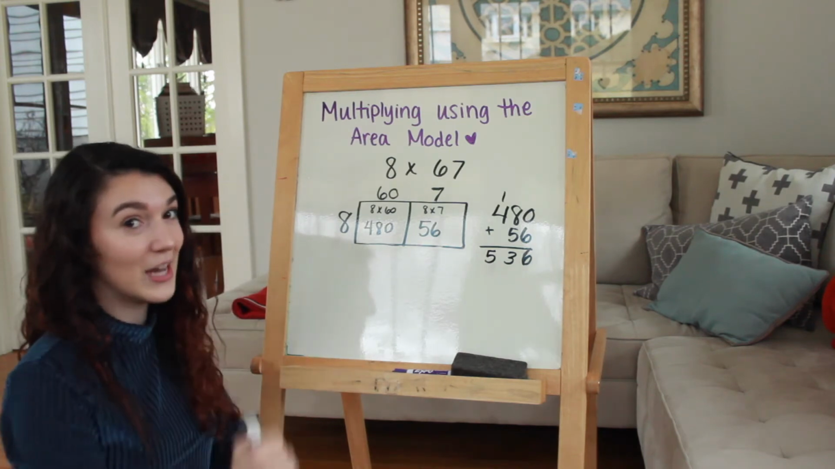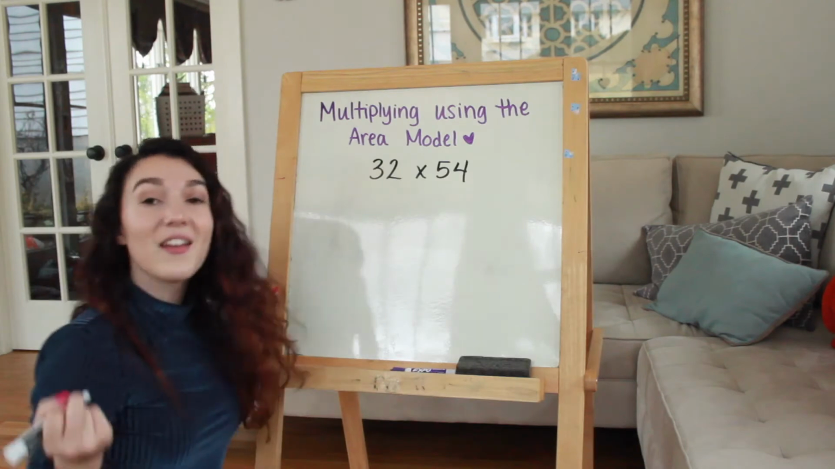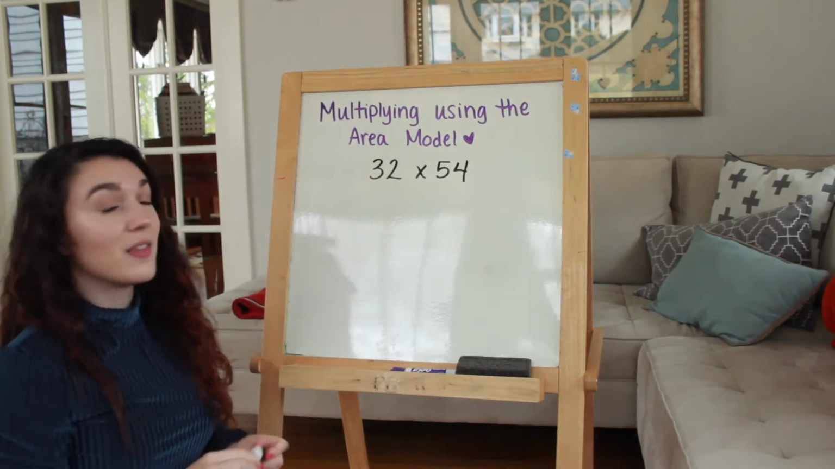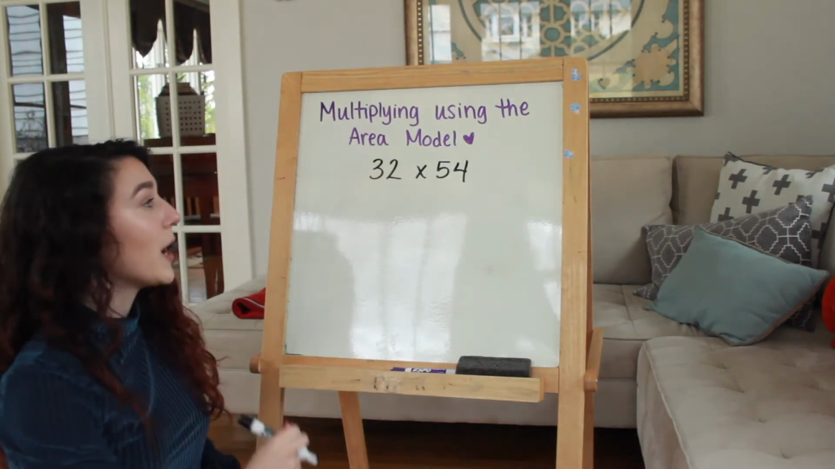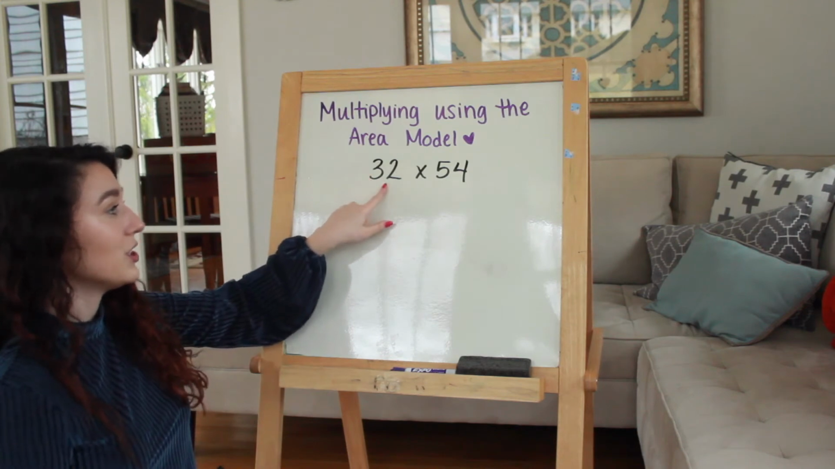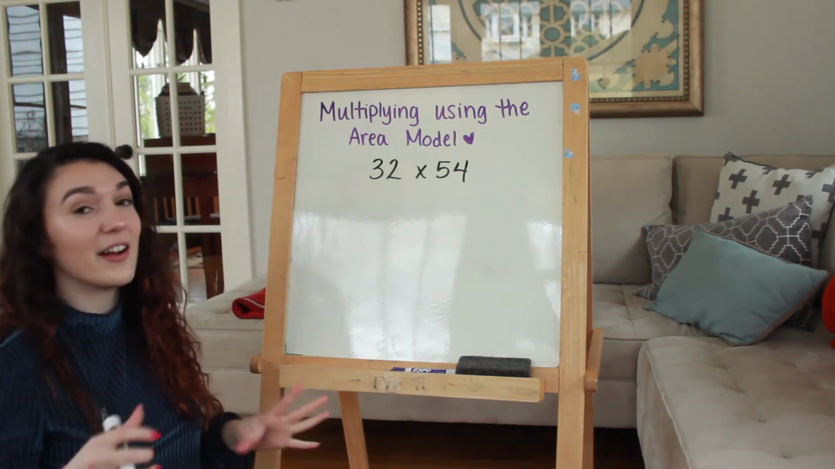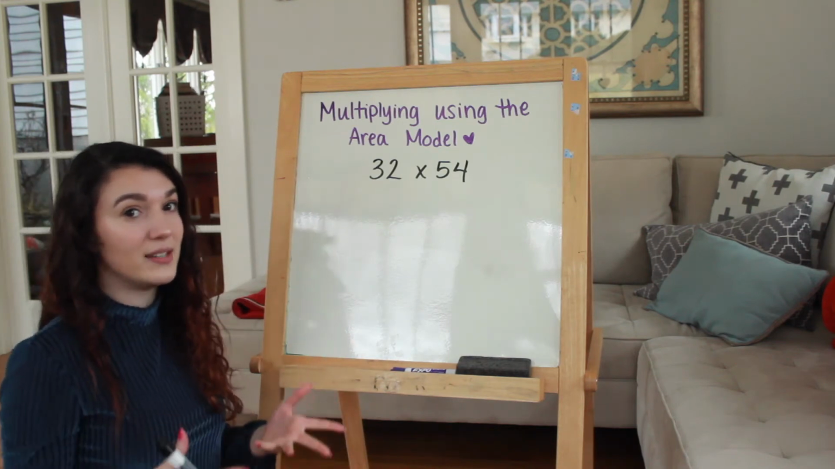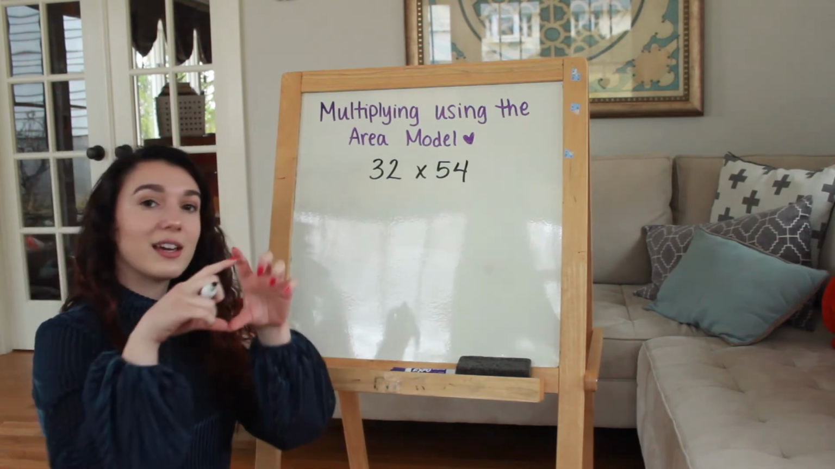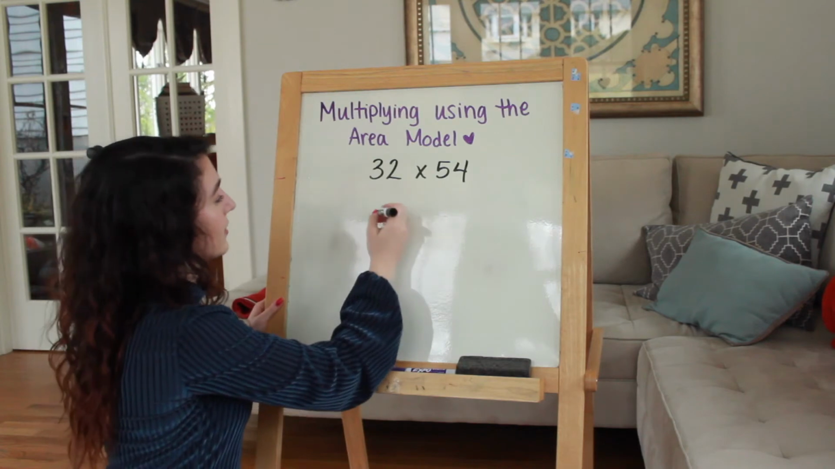All right, now we're gonna do a challenge. Something that you should be noticing about this problem is that I have a 2-digit number times a 2-digit number. So that's going to make our area model or our box look a little bit different. So instead of drawing a skinny rectangle, I'm going to draw a square.